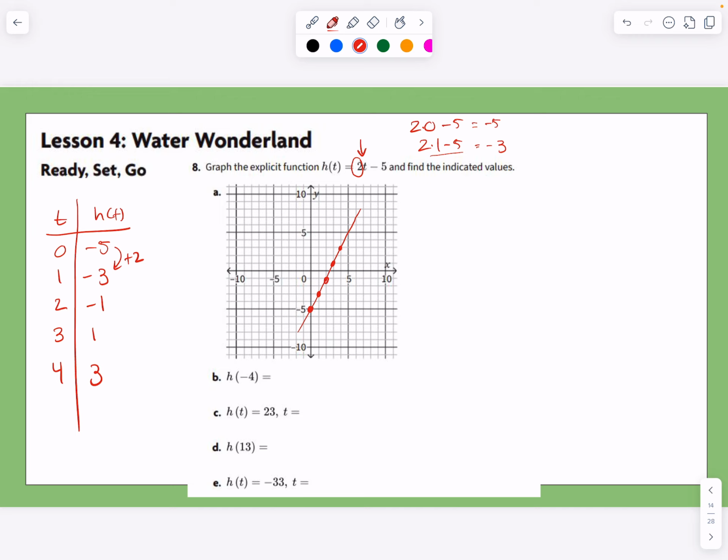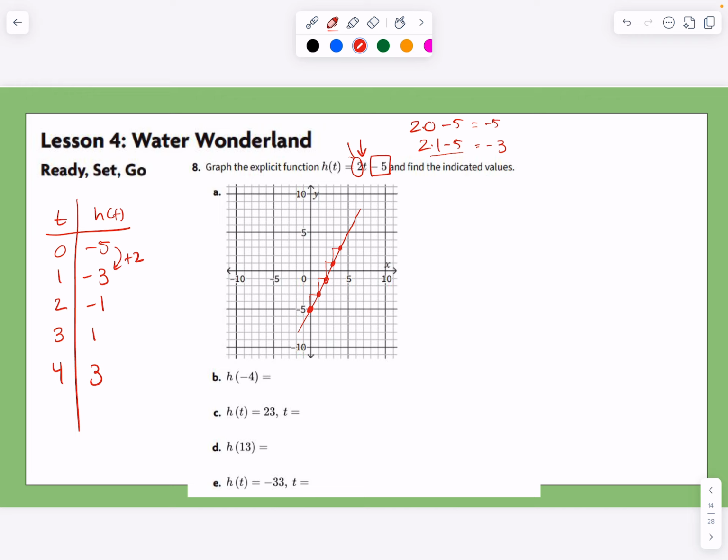We graphed it by making a little t-chart. It's one way of doing it, okay? Another way could have been to simply say this is my y-intercept, negative 5, and then I have my slope of 2, and I could have gone up 2 over 1, up 2 over 1, and then made myself those same points. Different way of going about it.